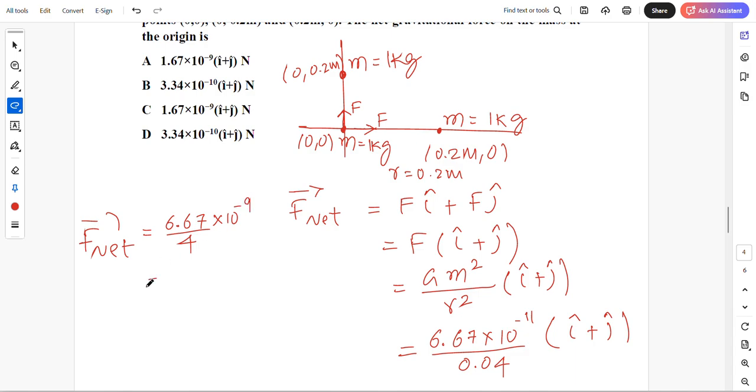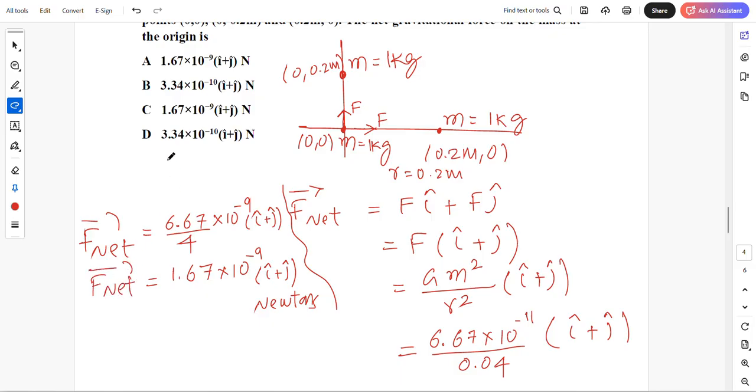That is equal to, 6.67 by 4 is approximately 1.67 into 10 to the power of minus 9. And always i plus j is there here, vector i plus vector j, Newton. F net, this is in vector form. That is 1.67 into 10 to the power of minus 9 times vector i cap plus vector j cap.